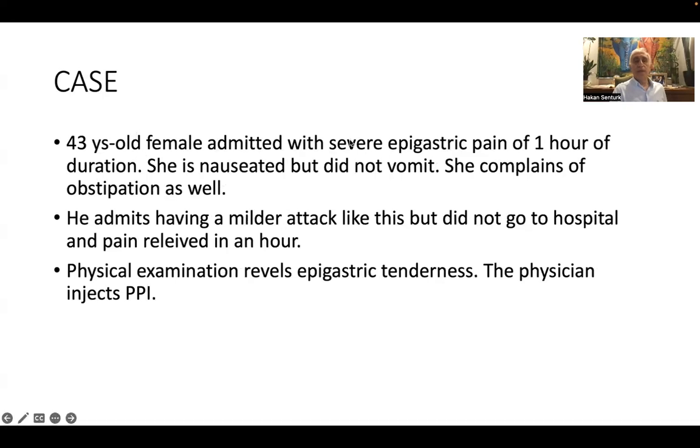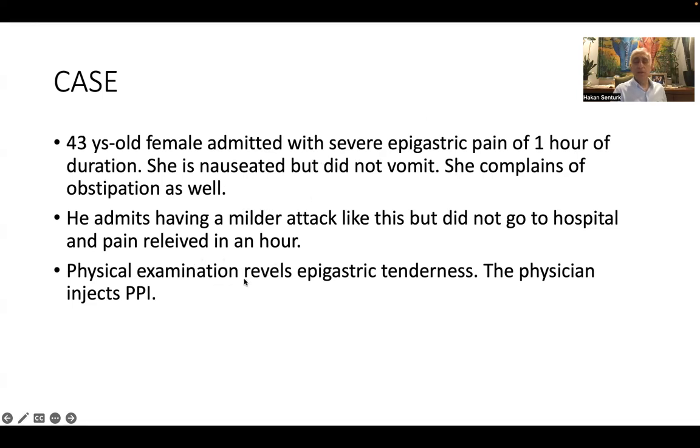A 43-year-old male admitted with severe epigastric pain of 1 hour duration. He is nauseated but did not vomit. He also has hypoactivity of bowel. He admits a milder attack like this, but did not go to hospital, and the pain relieved in an hour. This is very characteristic of acute cholecystitis. Acute cholecystitis or cholecystopathy presents with these symptoms.